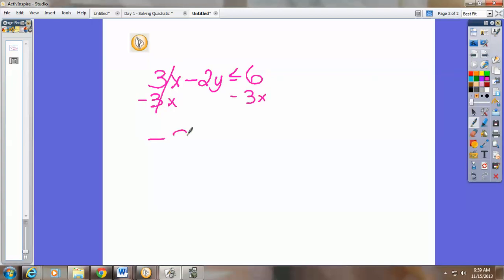Now, we're left with negative 2y is less than or equal to negative 3x plus 6. And our next step, what would we do? Divide by a negative 2.